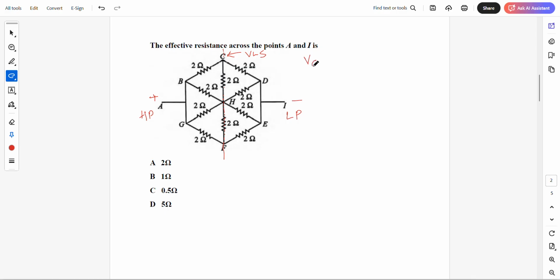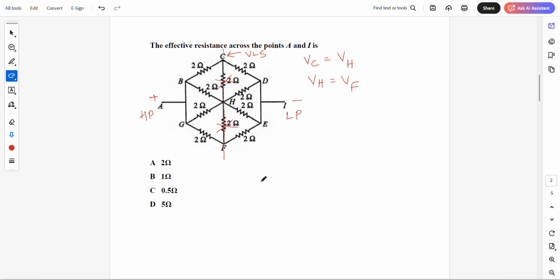VC will be equal to VH, right? Okay, and again VH will be equal to VF. Whatever points lie on the vertical line of symmetry have the same potential, which we have seen in the previous part of the video. Okay, now I can neglect this 2 ohm, I can neglect this 2 ohm, right?